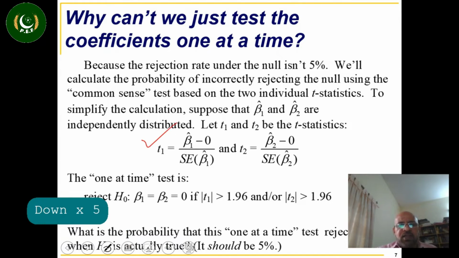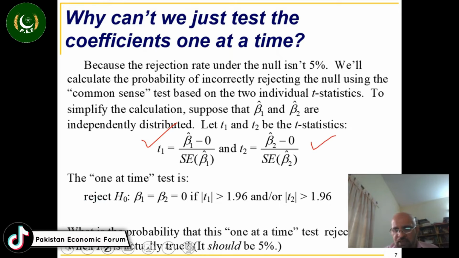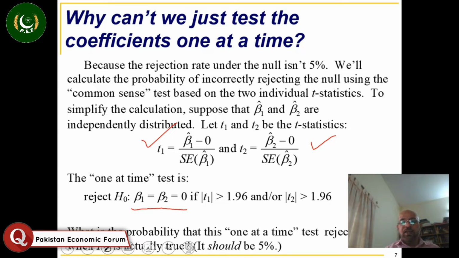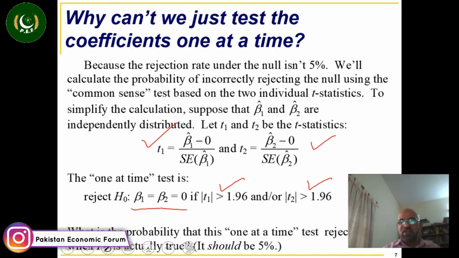Why can we not say: if T1 is greater than 1.96, we'll reject H naught, or if T2 is greater than 1.96, we'll reject H naught, or if both T1 and T2 are greater than 1.96 in absolute value, we'll reject H naught? Why should we not do this instead of applying the F test? Why do we need to apply the F test? So H naught, beta 1 and beta 2 equal to 0, will be rejected if this is greater than this one, or this is, or both.